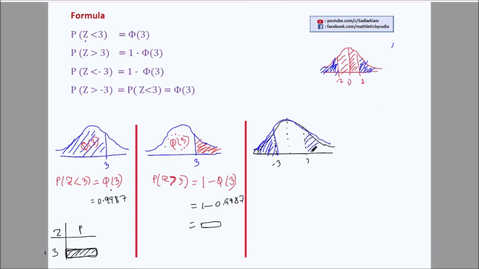So that's why this less than minus 3 is actually equal to greater than positive 3. And if we look at the previous example I have just shown here, this is phi of 3, but that portion was 1 minus phi of 3, right? So this is actually this part, right?